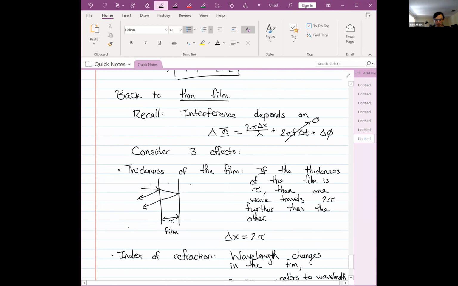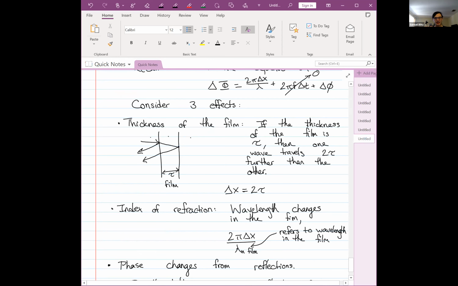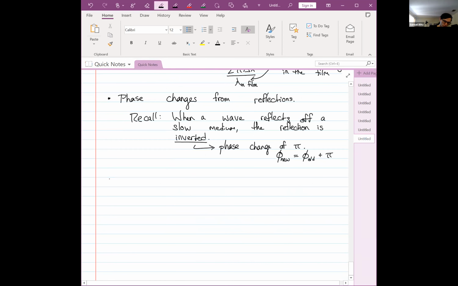The point is that we only need to find the phase difference at the moment that they recombine, after they both exit the film, because they don't accumulate differences in phase after that point. They're both traveling through the same medium with the same frequency and so on. So we're only interested in the phase difference at the moment they recombine. So we can put all of this together, these three factors.